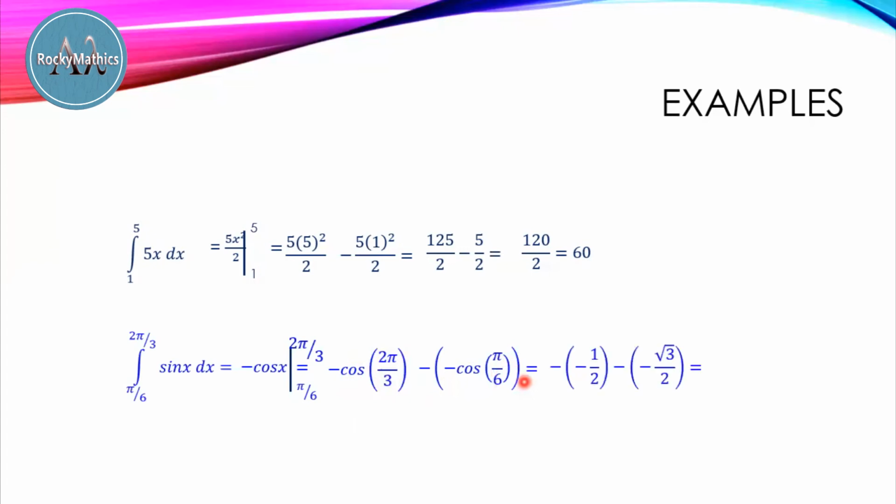So, to simplify that, we have negative cosine of 2 pi over 3. The value is negative 1/2, minus cosine of pi over 6. This is equal to square root of 3 over 2, and there is a negative here, so we have negative square root of 3 over 2. Then negative times negative 1/2 becomes 1/2 plus square root of 3 over 2, which is equal to 0.866. So that's the definite integral.